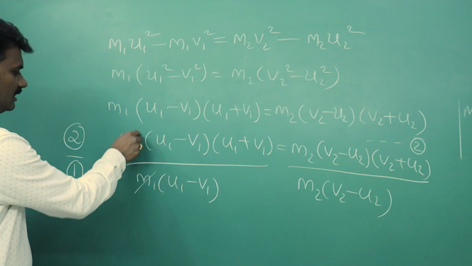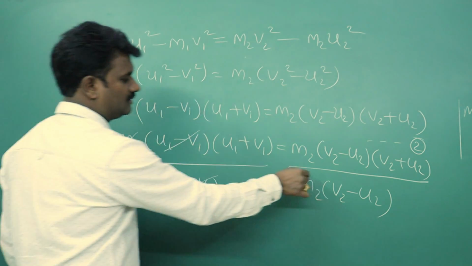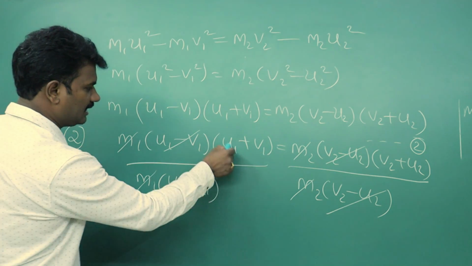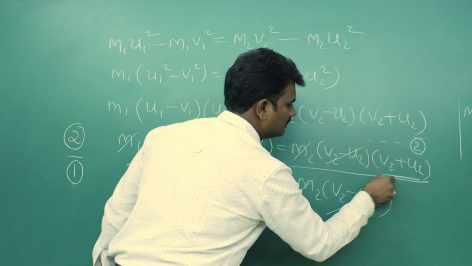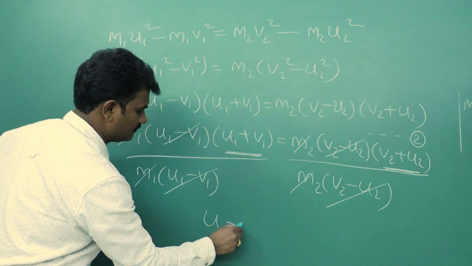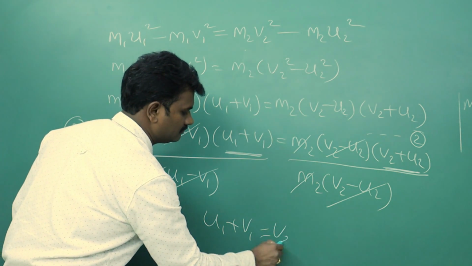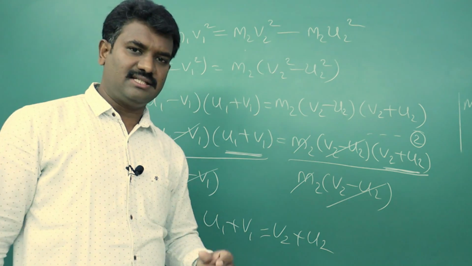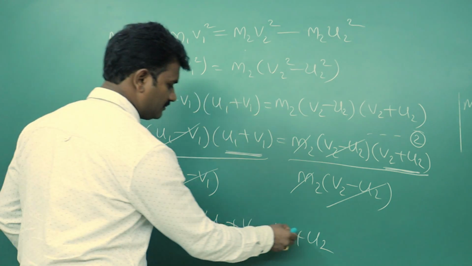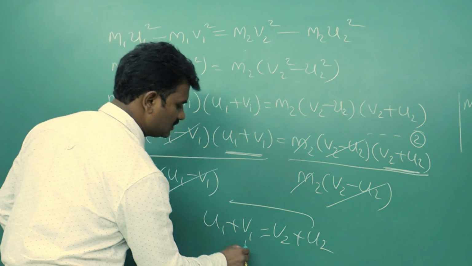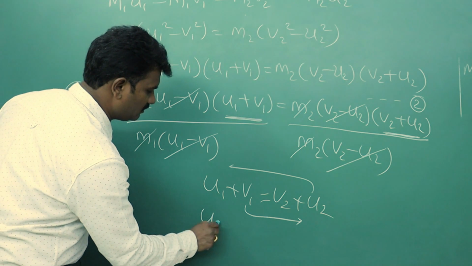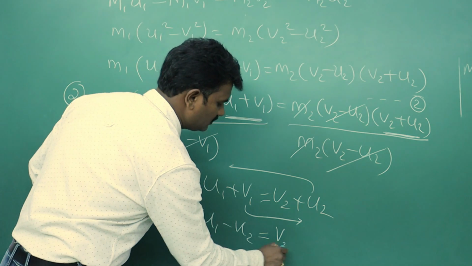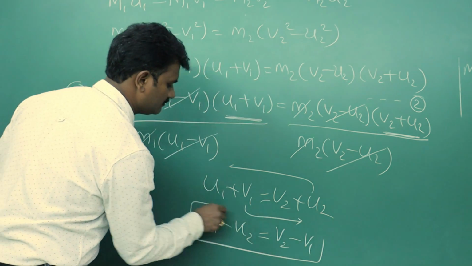I can cancel m1 and m1, m2 and m2, this and this. So what are we left with? We are left with this term and this term. Note down. Now I am going to rearrange these terms like this. This is towards left, this is towards right. So u1 minus u2 is equal to v2 minus v1.